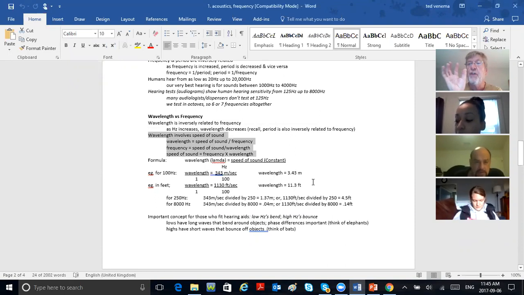So this is another formula that we need to make sure we memorize, okay? Because this is also stuff that appears on quizzes, midterms, and final exams all the time. Read with me where it's gray here. Wavelength involves the speed of sound. Wavelength equals the speed of sound divided by the frequency. Frequency equals the speed of sound divided by the wavelength. Speed of sound equals frequency times wavelength.